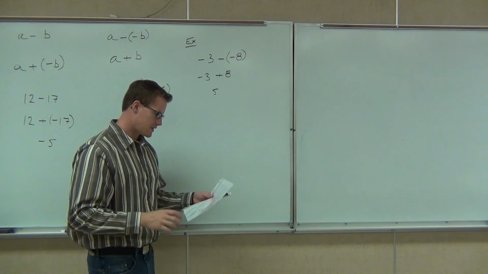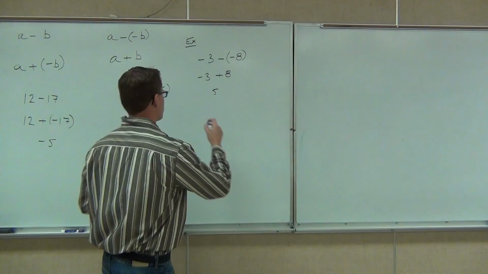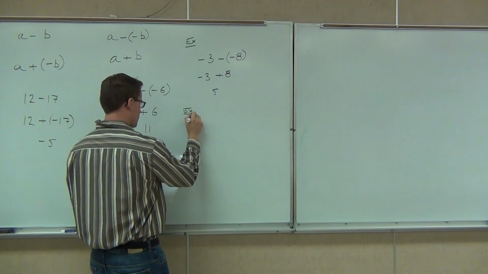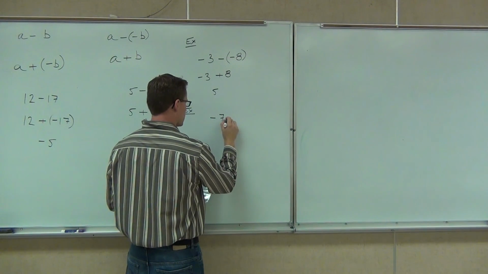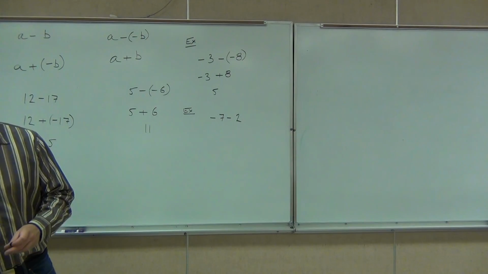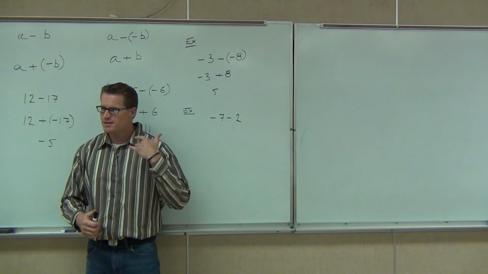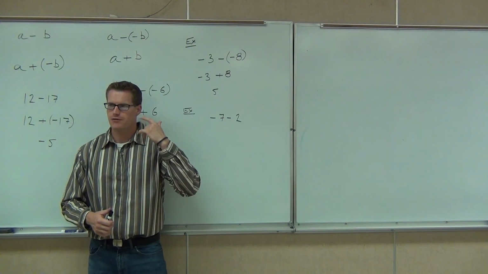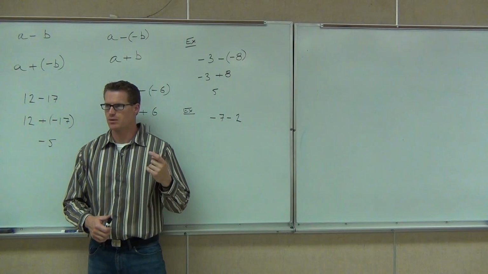Let's do one more together, and then I'm going to give you several to do on your own. I want to make sure that you're really getting this. So we're going to read this in our head. We're going to kind of think about it. If you read this in your head right now, it should say negative 7 minus 2. Is that what it's saying in your head right now?